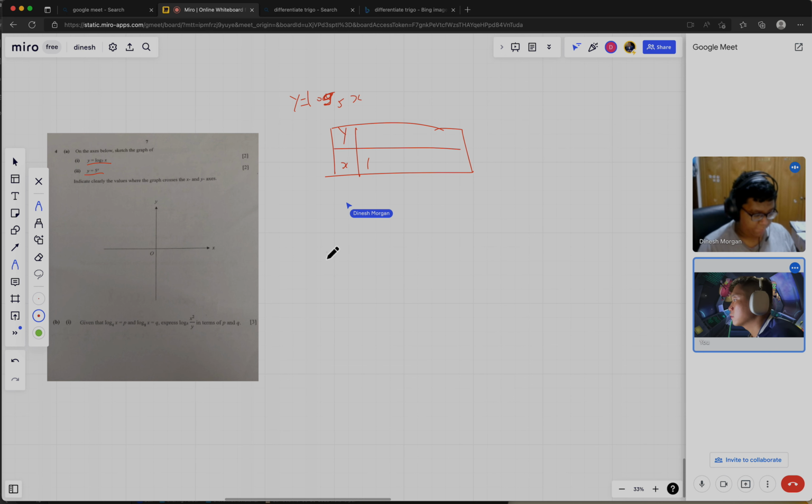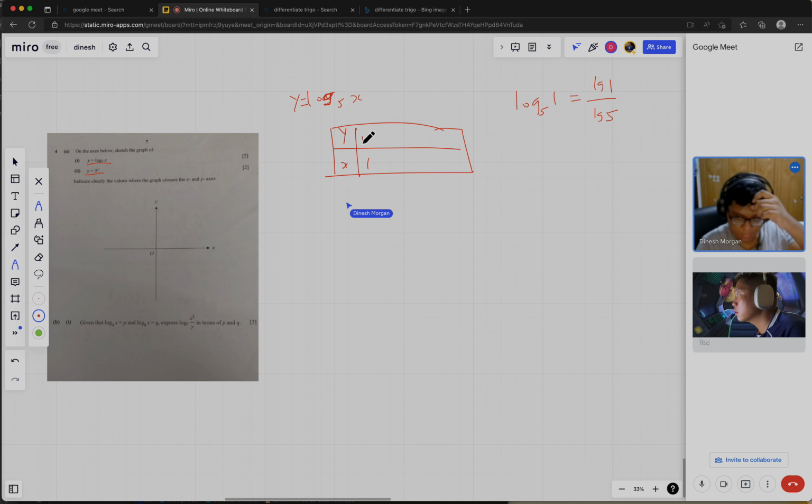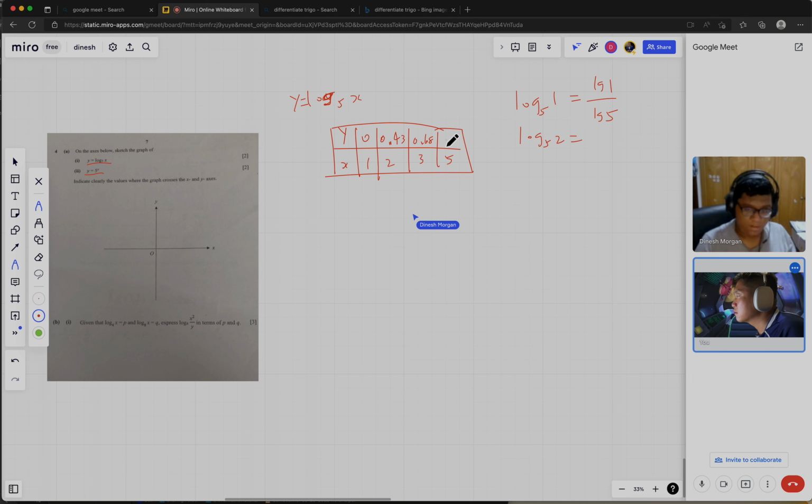Log 5 of 1. So it's log 1 over log 5. Is 0? Okay, good. Then log 5 of 2. 0.43. Good. 3. 0.68. Maybe I should jump a bit, like 5. 1. Okay, good. So then yes, that's how I can sketch.